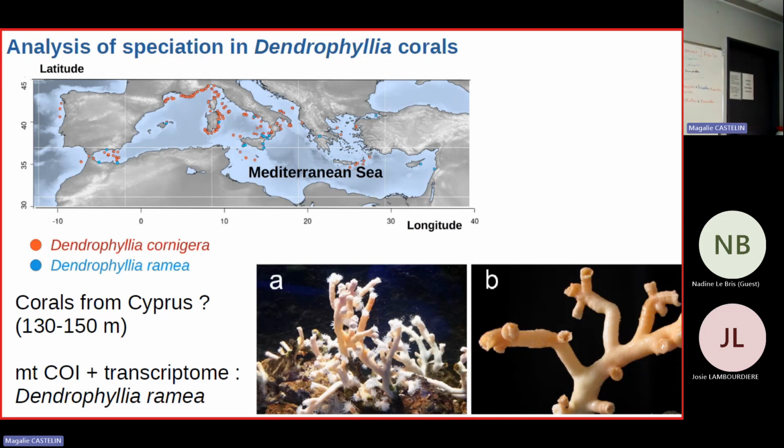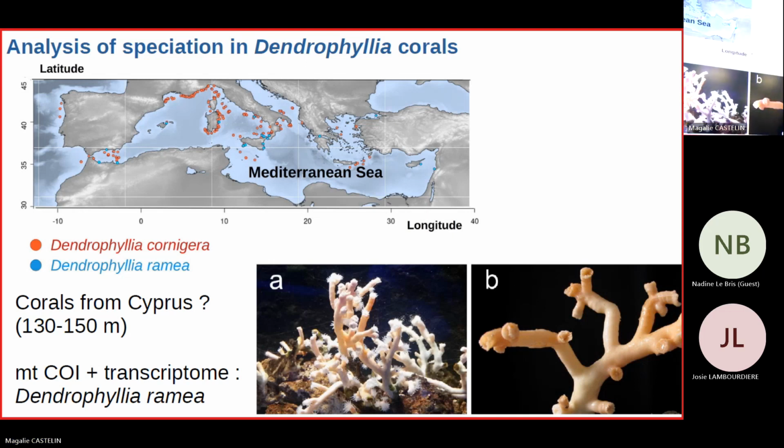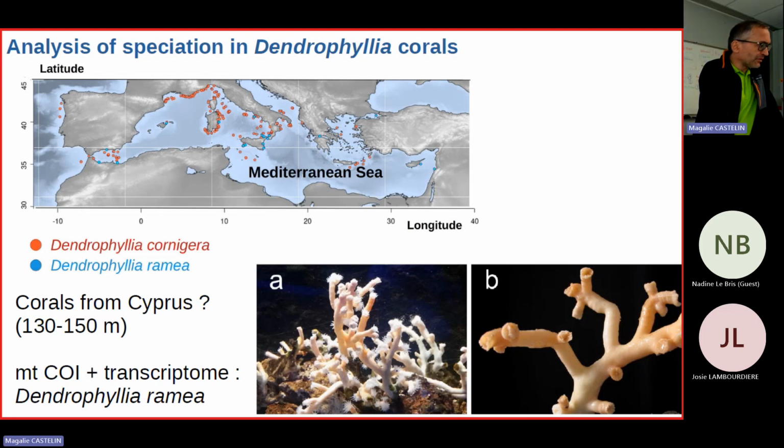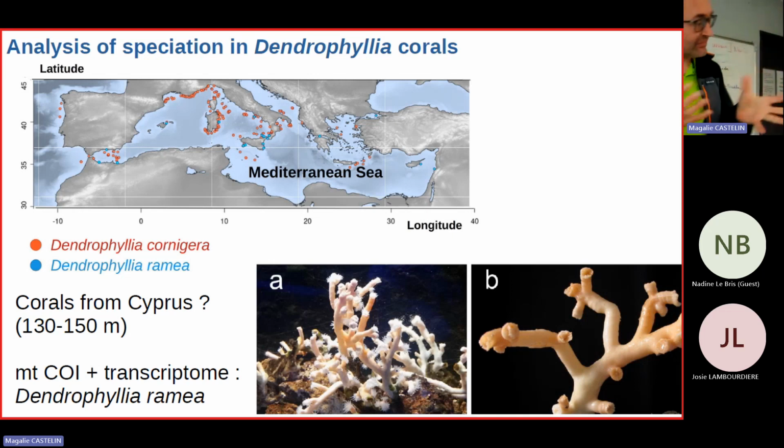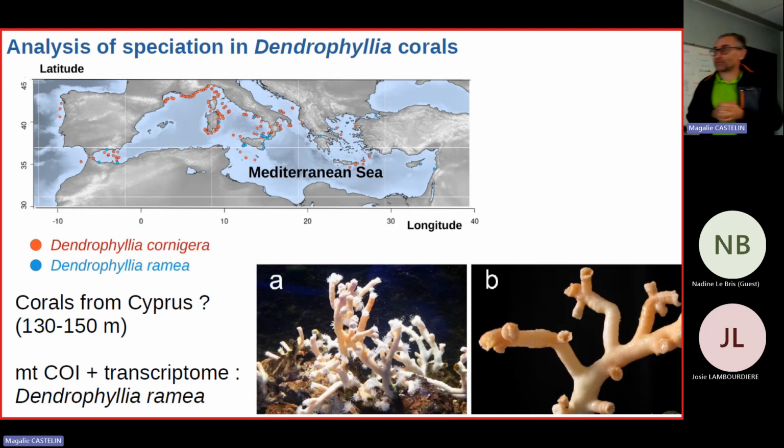And we were specifically interested in some corals discovered in 2016 or 17, I don't remember, in Cyprus at 130, 150 meters, for which at the beginning there was some doubt about whether it was Dendrophyllia ramea or cornigera, because the morphology was a bit weird. It seemed to be Dendrophyllia ramea, but it appeared quite elongated, a bit slender, so there was some doubt.